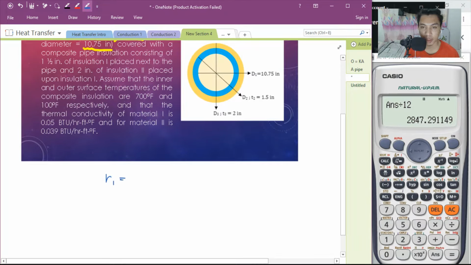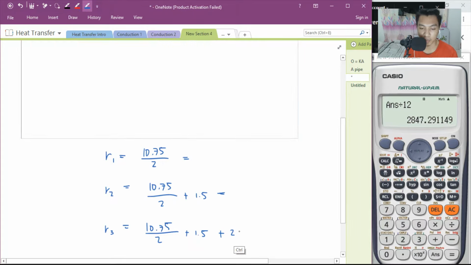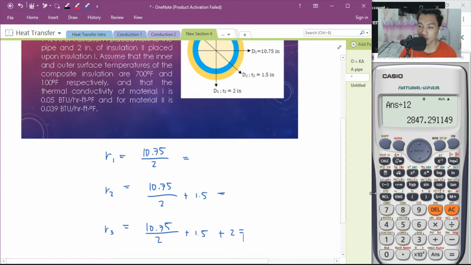R1, okay, that is equal to 10.75 divided by 2. R2 is 10.75 divided by 2 plus the thickness of insulation 1, 1.5. R3 is 10.75 divided by 2 plus 1.5 plus 2 inch. O, ganyan po kadali yun para makuha natin yung tamang sagot. So, let us solve.